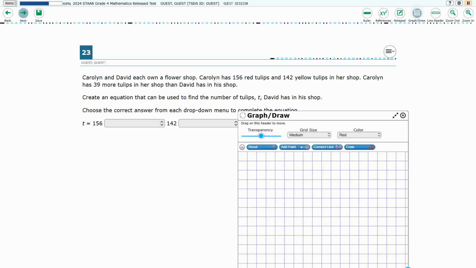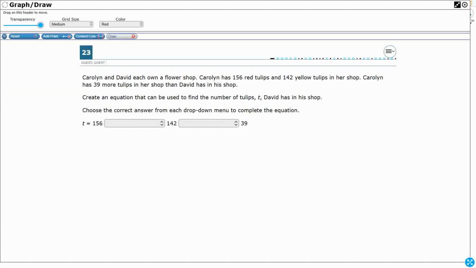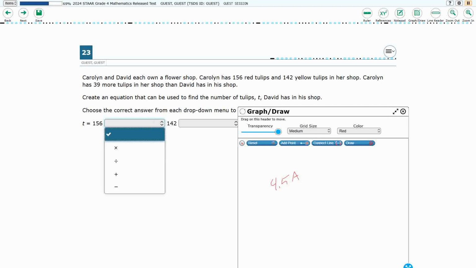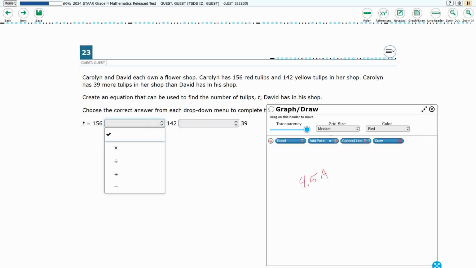So for number 23, we are representing an unknown quantity. This is 4.5a. And we've got some drop downs here, and they're just the four operations. That's all we need. Not sure why the four operations aren't in the same order for both, but that's okay.